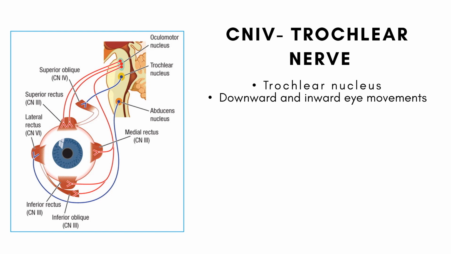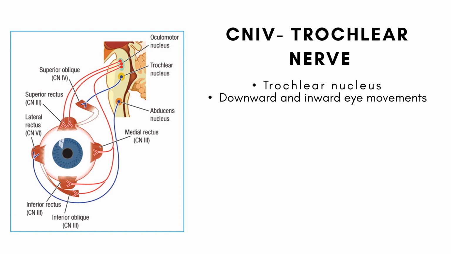Cranial nerve 4, trochlear nerve, emerges from the dorsal aspect of the brainstem, from the trochlear nucleus in the midbrain. Unlike most other cranial nerves, it exits from the posterior side of the brainstem. What sets this trochlear nerve apart is its distinctive path. It crosses the midline within the brainstem, then emerges from the back of the brainstem before looping around the brainstem surface to reach the superior oblique muscle of the eye.